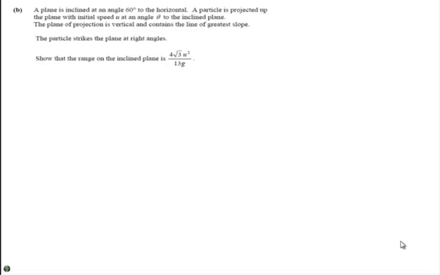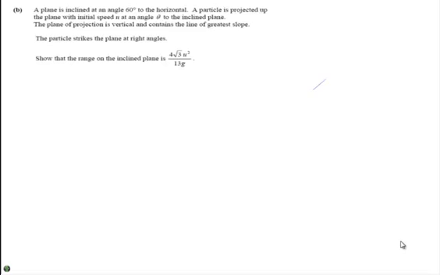So this is 2009 question 3 part B, I think. Right, we've got a plane inclined at an angle of 60 degrees to the horizontal. A particle is projected up the plane with initial speed of u at an angle of theta. So I'll just start drawing that in. So we'll draw in the plane first.